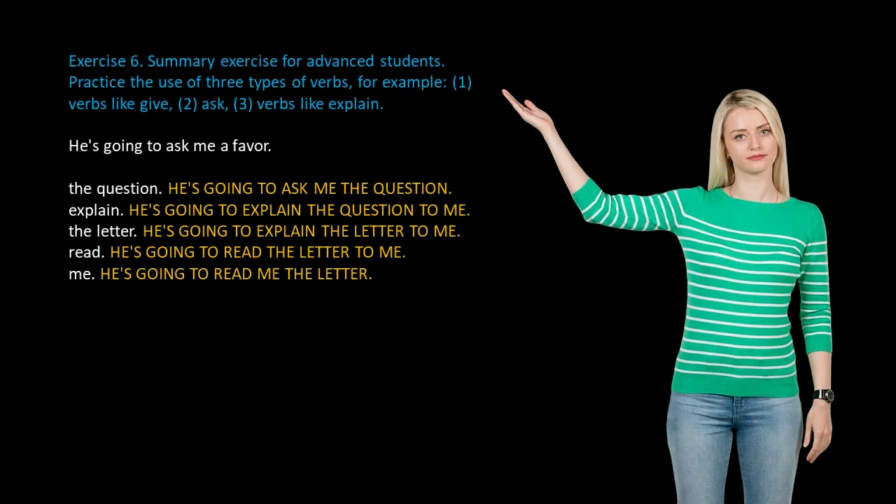Exercise 6. Summary exercise for advanced students. Practice the use of 3 types of verbs. 1. Verbs like give. 2. Ask. 3. Verbs like explain. For example, he's going to ask me a favor. The question. He's going to ask me the question.